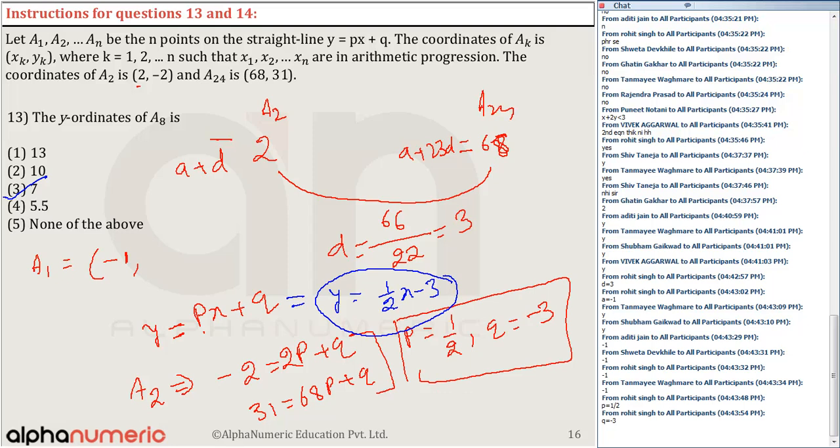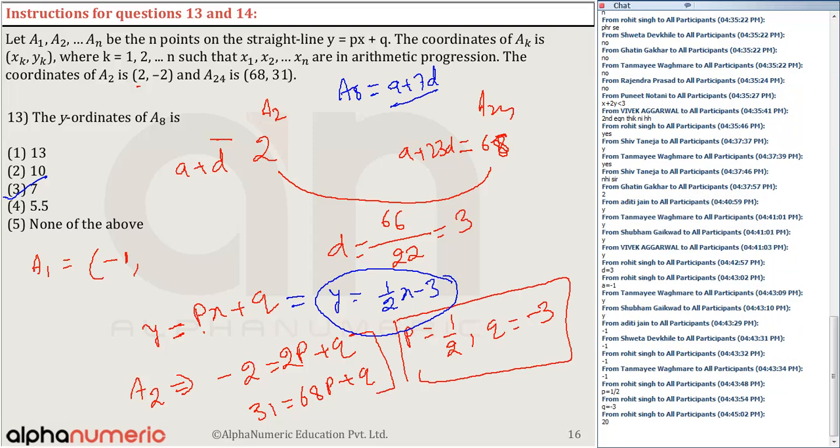अब y कोऑर्डिनेट ऑफ A8, तो A8 का पहले x कोऑर्डिनेट फाइंड आउट कर लो, ठीक है ना? A8 is a plus 7d, first term plus 7d. So the x coordinate of A8, first term is -1 plus common difference, 7 into 3. 7 into 3 is 21. 21 minus 1 is equal to 20. So x coordinate is 20. So y coordinate is going to be 1/2 into 20 minus 3, which is equal to 7. So lengthy but yes doable. Not a very difficult question, but doable. The correct answer is 7. Is that clear to all of you?